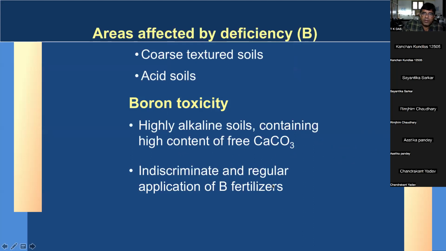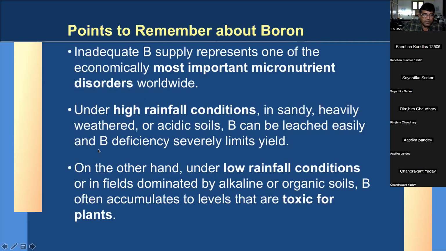Now, areas affected by boron deficiency are coarse texture soils, where boric acid can wash away, and acid soils. Boron toxicity is possible in highly alkaline soils containing a high content of free calcium carbonate, and with indiscriminate and regular application of boron fertilizers. They are required in very small amounts, maybe half kg to 1 kg boron per hectare is recommended. So if you use a heavy dose of boron fertilizer, then definitely you can have toxicity.